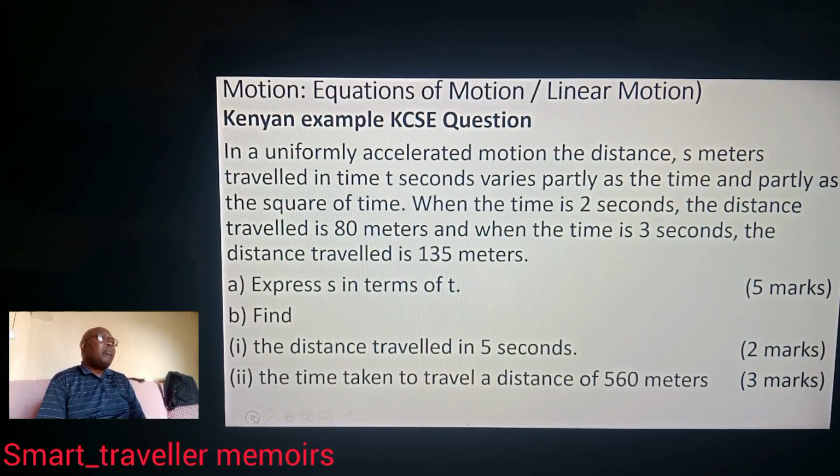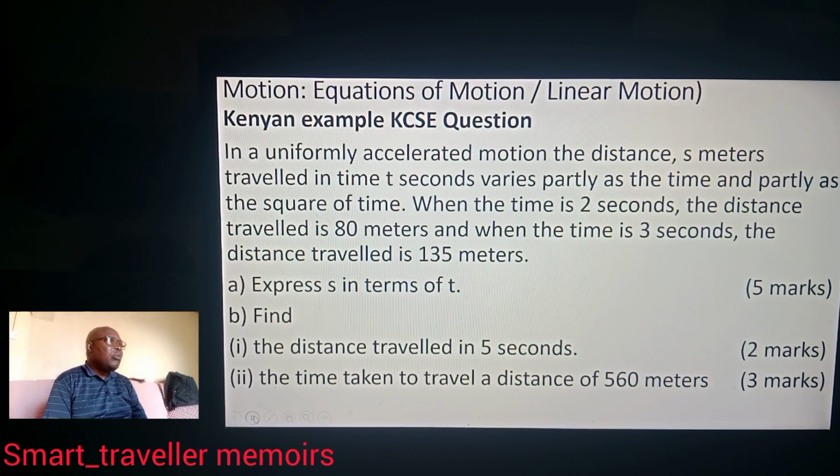Kenyan example, KCSE question. In a uniformly accelerated motion, the distance s meters traveled in time t seconds varies partly as the time and partly as the square of time. When the time is 2 seconds, the distance traveled is 80 meters, and when the time is 3 seconds, the distance traveled is 135 meters.